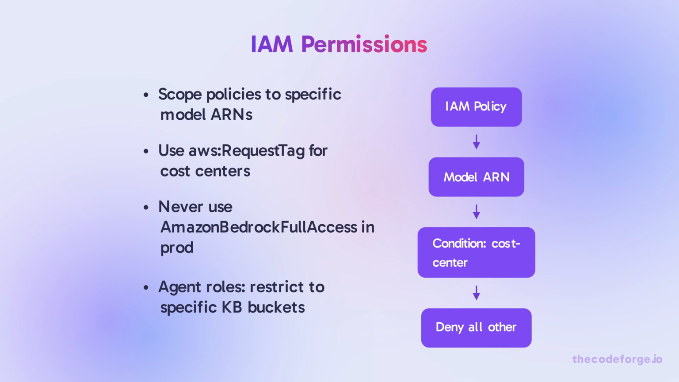Identity and Access Management permissions are your primary cost control. Scope every policy to specific model ARNs and use condition keys to enforce cost center tags. The Amazon Web Services managed policy AmazonBedrockFullAccess is for demos only. In production, it lets any engineer invoke the most expensive models.